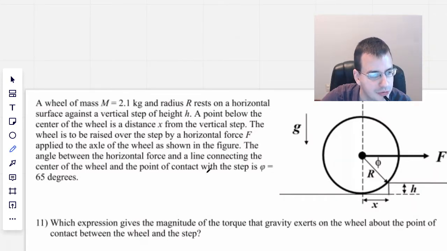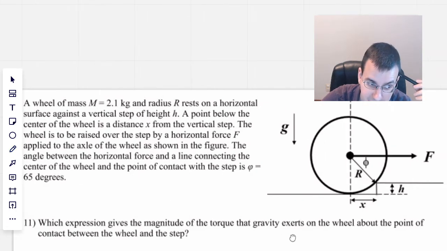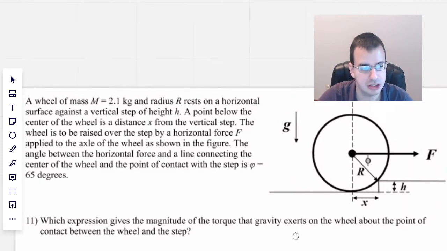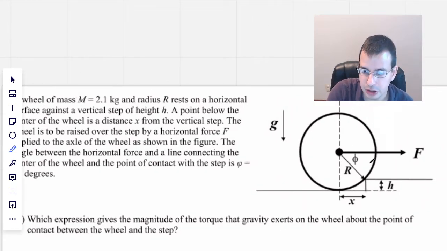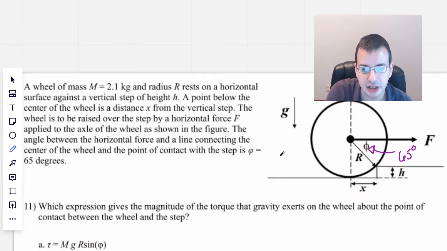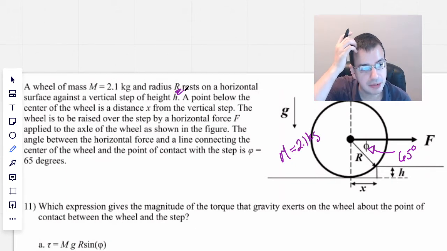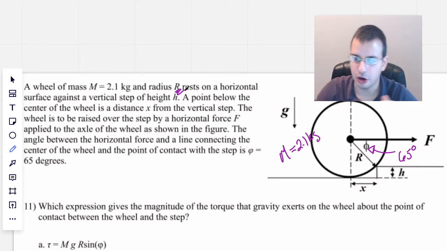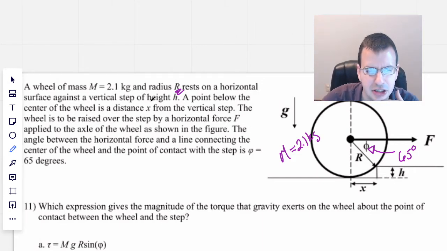The angle between the horizontal force and the line connecting the center of the wheel and the point of contact of the step is phi, which is 65 degrees. So we know this is 65 degrees, and we know the mass of the wheel is 2.1 kilograms. We don't know r, that's a mystery number, but it might be that all that matters is the relation between r and h and x. And that relationship is given to us by this angle, phi.